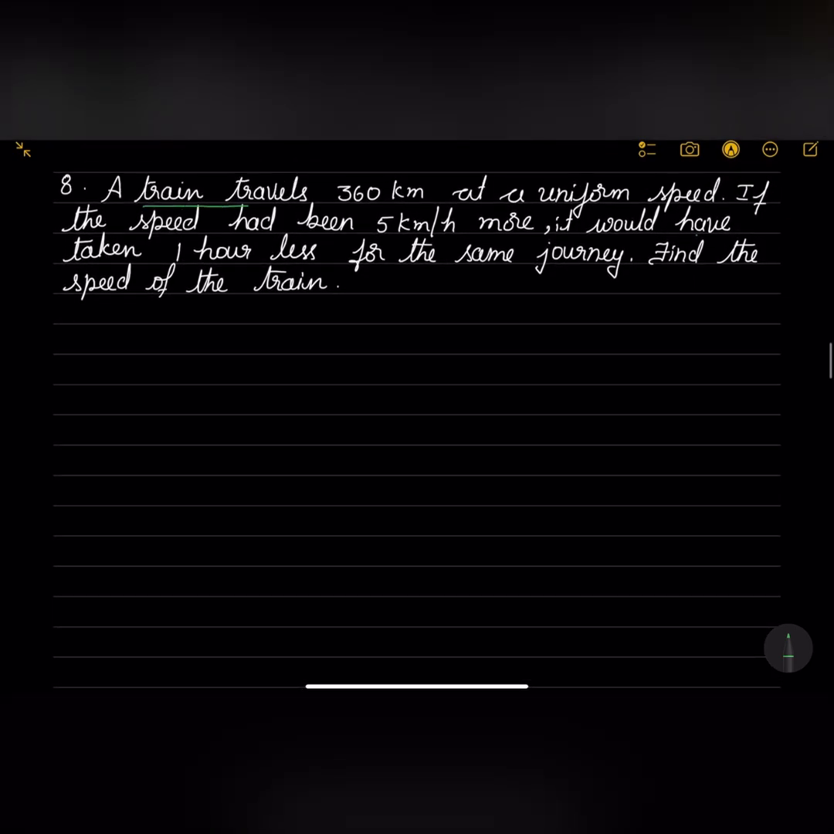A train travels 360 kilometers at a uniform speed. If the speed had been 5 kilometers per hour more, it would have taken 1 hour less for the same journey. Find the speed of the train. So we need to find the speed of the train.